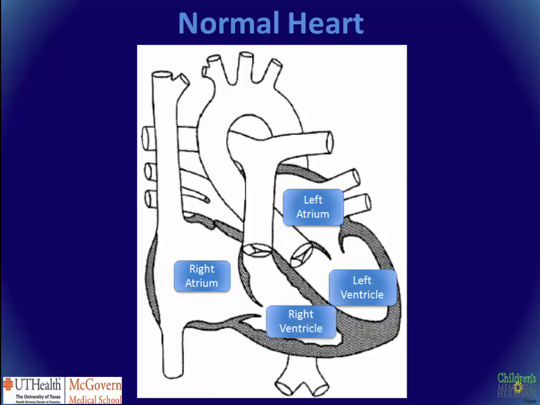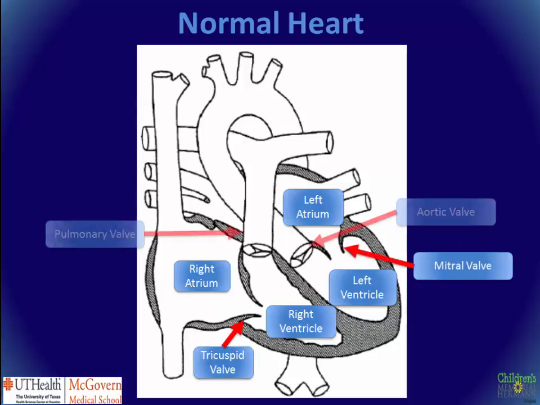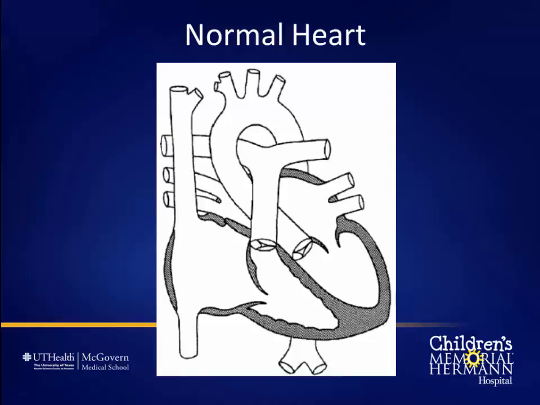They're separated by valves. The one on the right is called the tricuspid valve, and the one on the left is called the mitral valve. Coming off the right ventricle is the pulmonary valve, and coming off the left ventricle is the aortic valve into the aorta. Next, it's important to understand the blood flow through the heart. Here you can see that from the body, the blood is blue; it comes to the right side of the heart and is pumped into the lungs, where it turns red and comes to the left side of the heart, where it's pumped into the rest of the body.